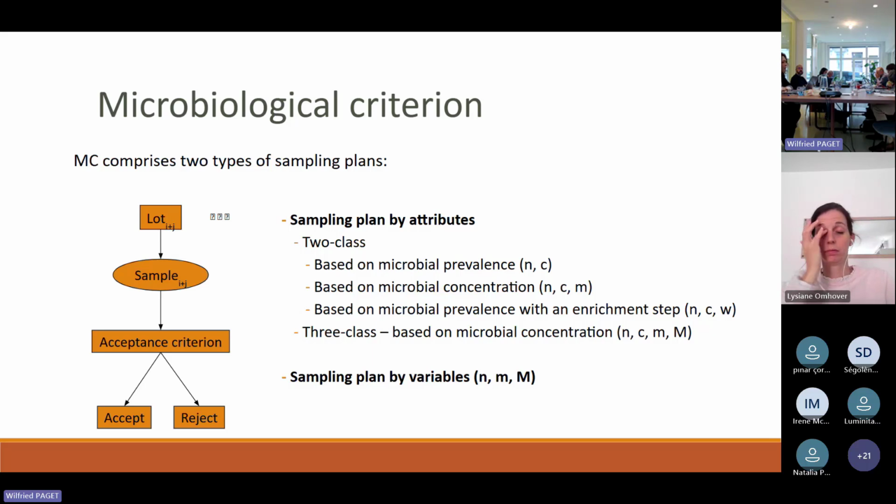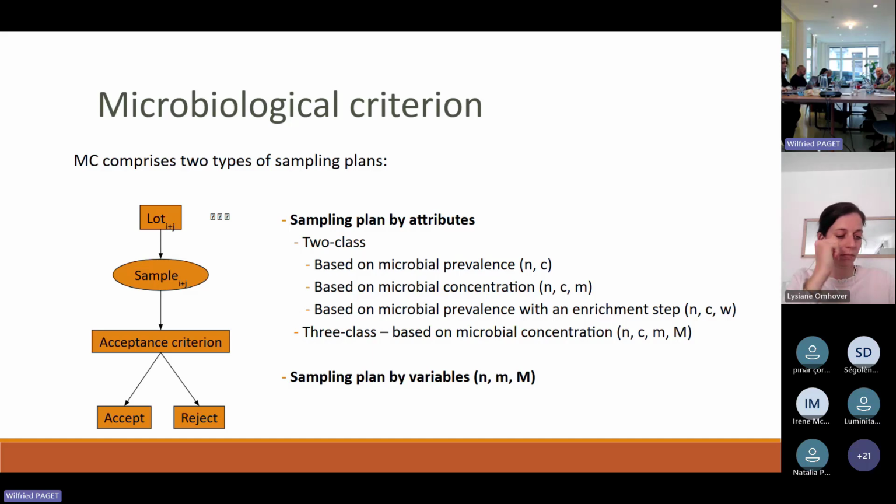The big difference between these two big groups is that the sampling plans by attributes are statistically based on binary data. They rely on the binomial distribution. Inside the sampling plan by attributes, there are two types of sampling plans: the 2 class and the 3 class.